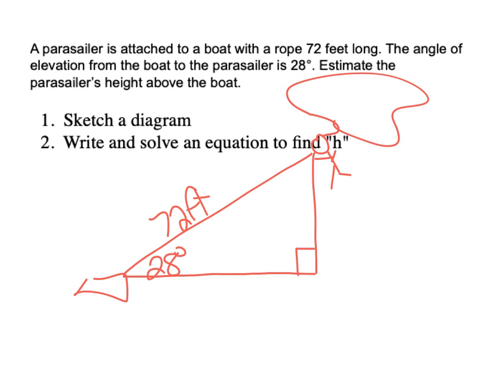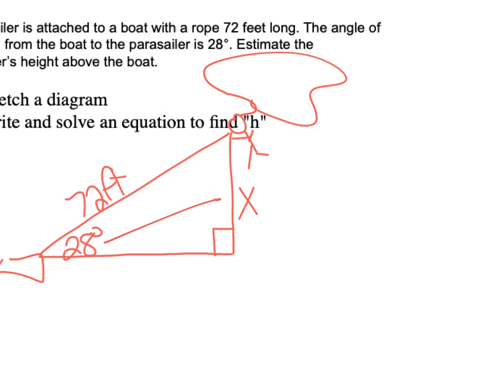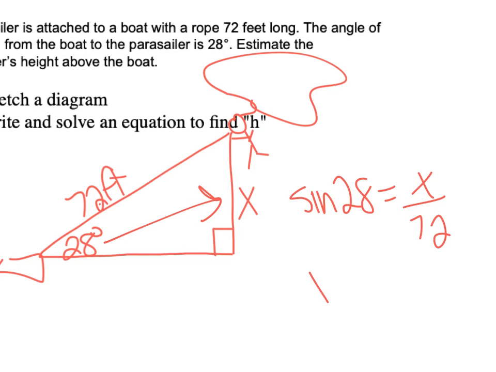It's asking how high above the ground, or how high is the parasailer, which is going to be this distance here. So we'd have opposite and hypotenuse. If we're looking at opposite and hypotenuse, that means we're going to use the sine of 28 is x over 72. If we multiply 72 times the sine of 28, we get 33.8 feet.